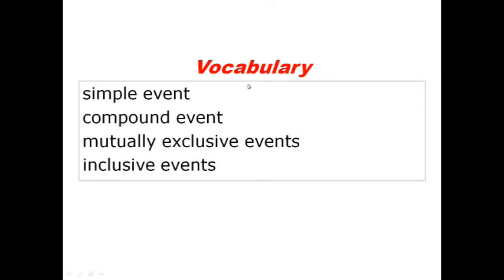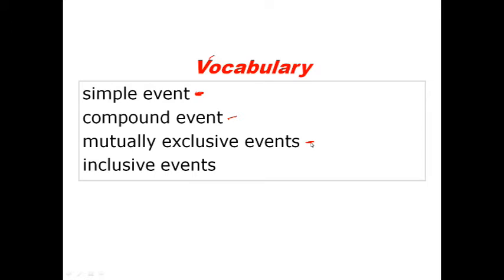Vocabulary. A simple event is one thing happening, so that would be like one roll of the die. A compound event is what we've been doing with the 2 rolls of the die. So the event would be, okay, on 2 rolls of the die.